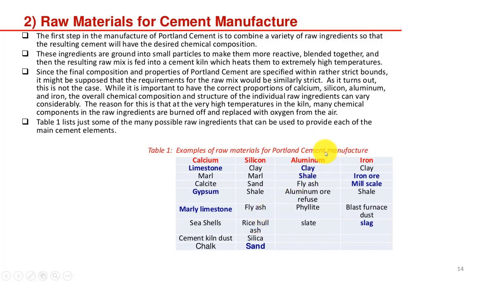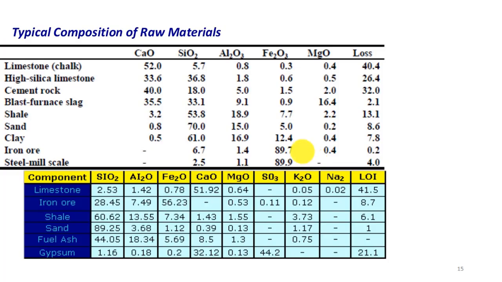So thirdly, the aluminum oxide, Al2O3. The main source can be shale clay. Clay also contains the alumina, up to 2 to 3%, 5% content. Fly ash also contains the alumina. Iron ore can be taken as an aluminous source, or some other rocks, phyllite and slate, can also be used for extraction of it.